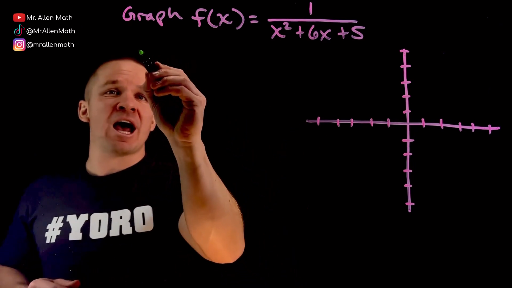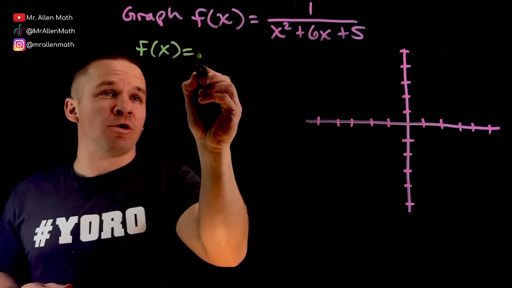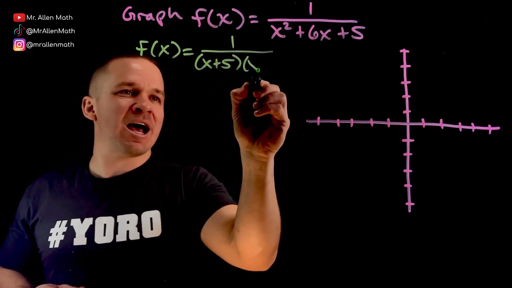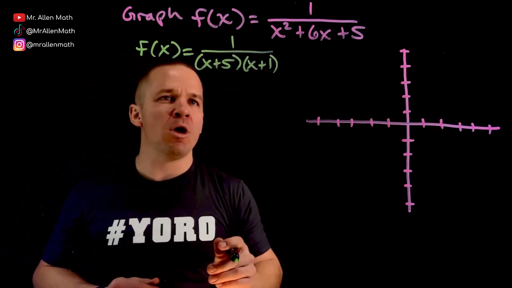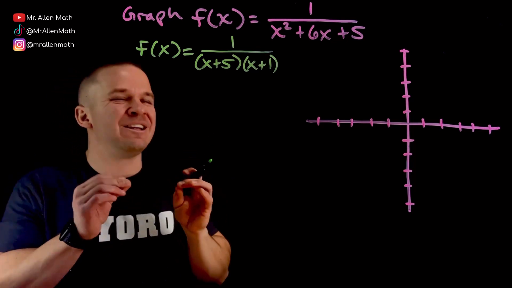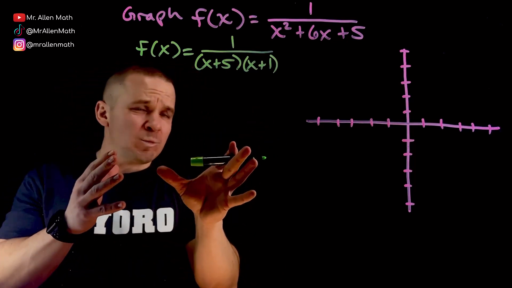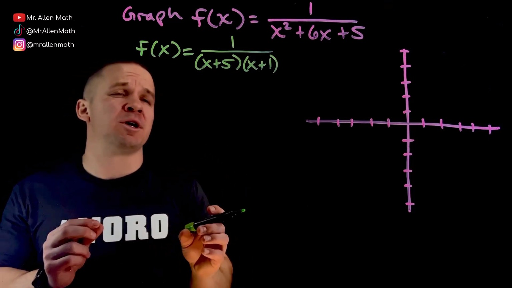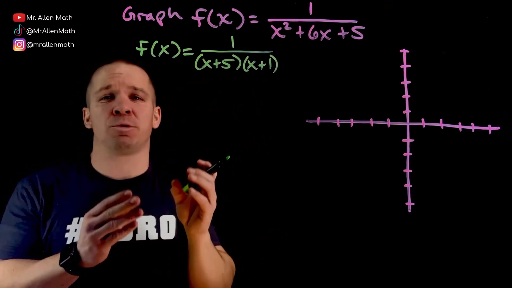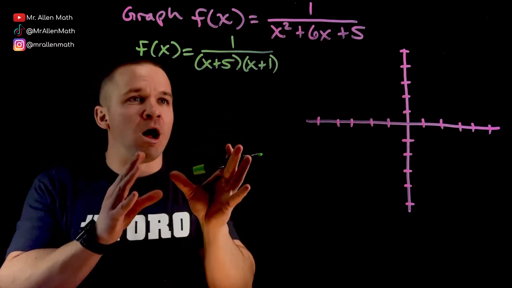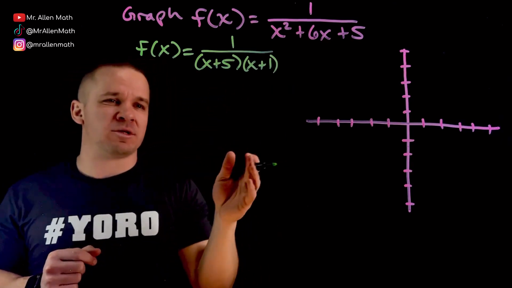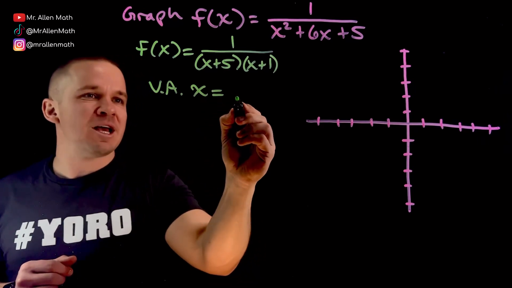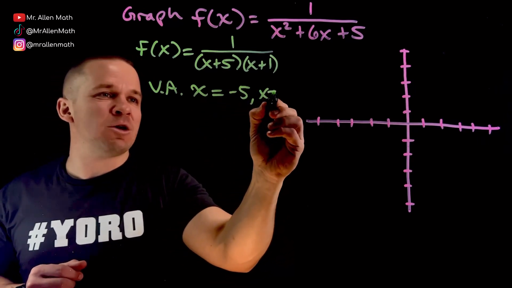So now I'm going to have f of x equals 1 over x plus 5 and x plus 1. We are in factored form. Now, I have two factors in my denominator. That's going to give me two vertical asymptotes, since there's nothing in the numerator to cancel with one of those, creating a hole. So all I'm going to do here is set those two equal to 0 and solve, and I'm going to get vertical asymptotes at x equals -5 and x equals -1.